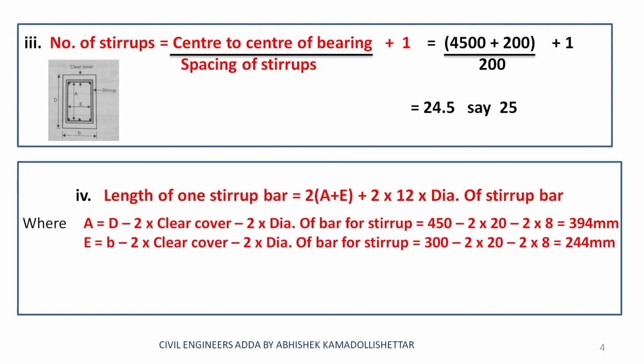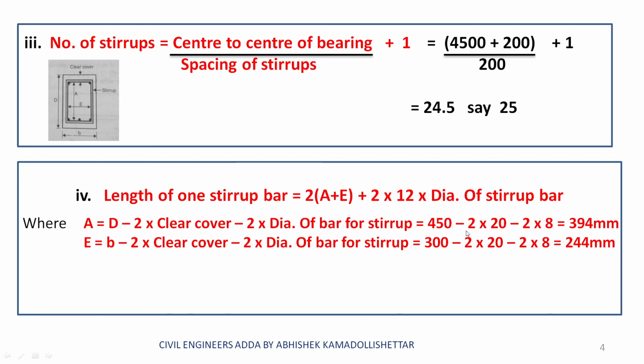E is the horizontal length of the stirrup. So it is actually a rectangle. A and E are different, so only it is a rectangle. Stirrups are a rectangle, so the formula is given here and we have calculated accordingly.